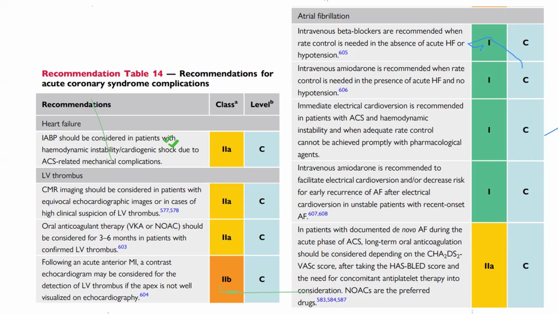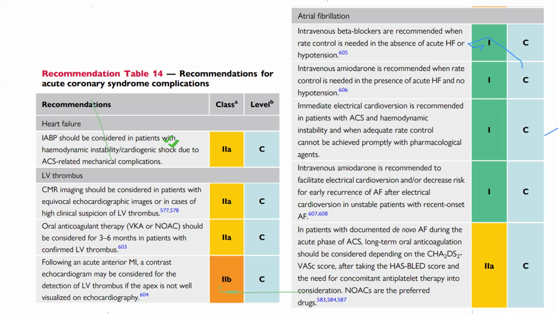or in cases of high clinical suspicion of LV thrombus, which is the 2A. Oral anticoagulant therapy should be considered for 3 to 6 months in patients with confirmed LV thrombus. I think this came up recently when we were discussing, and one of the colleagues mentioned that the recommendation is 3 to 6 months. So this is to reinforce that 3 to 6 months for LV thrombus post-MI, and there is no choice between VKA or NOAC. It is a 2A.